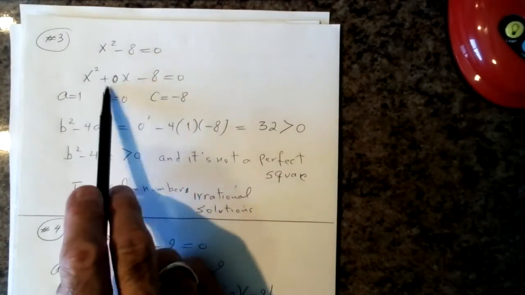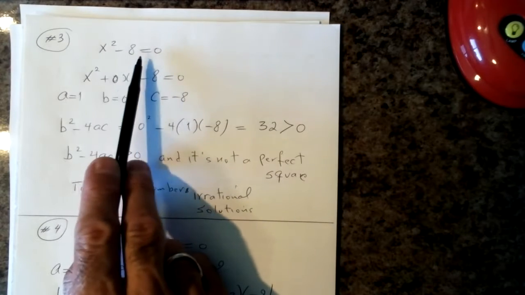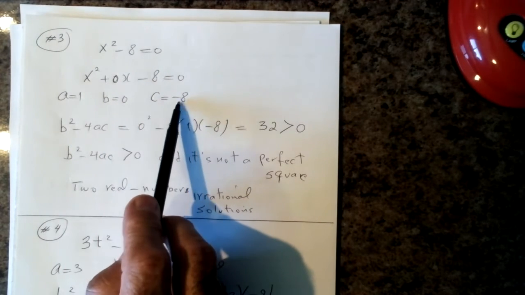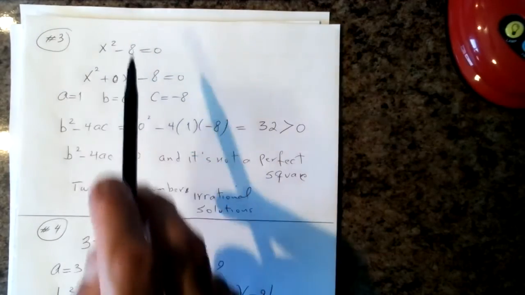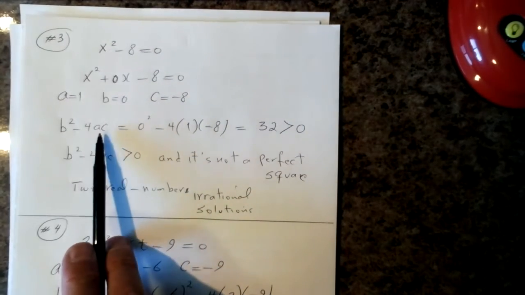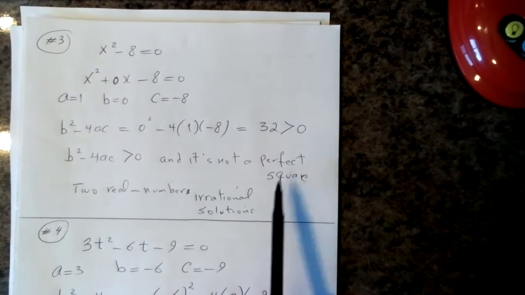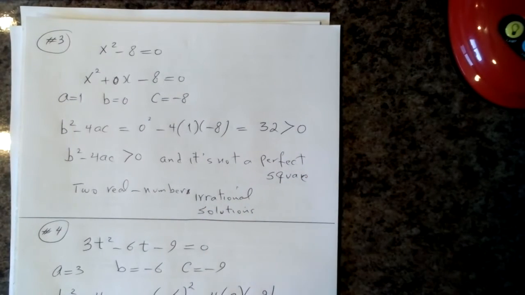Again, I wrote it like this for you. Since you don't see any x, I just put 0x. So you see a is 1, b is 0, c is -8. If you don't see any x, it means b is 0. So b squared minus 4ac is a positive number, but again it's not a perfect square, so it would be irrational.